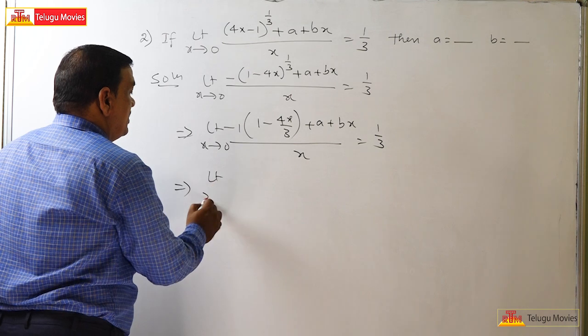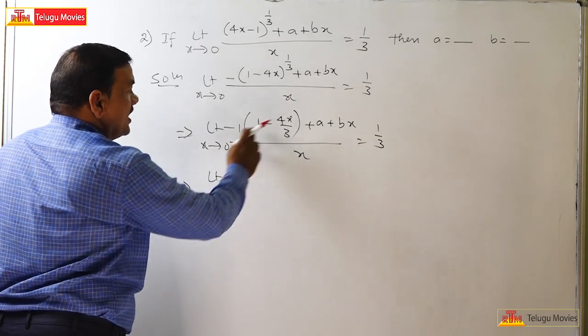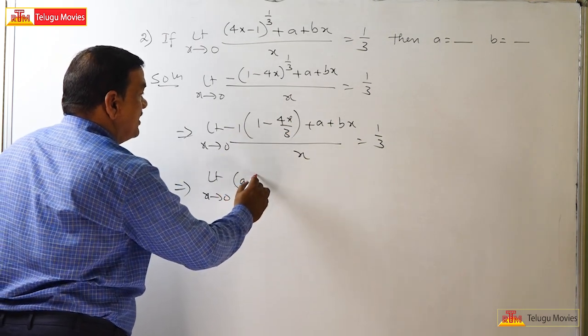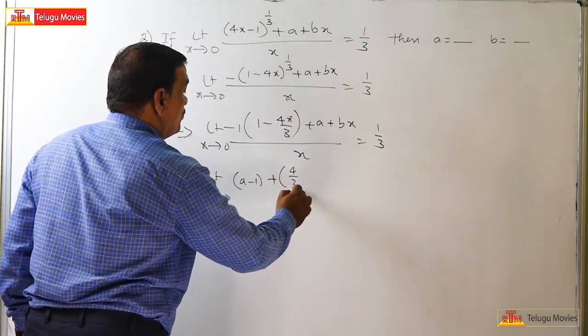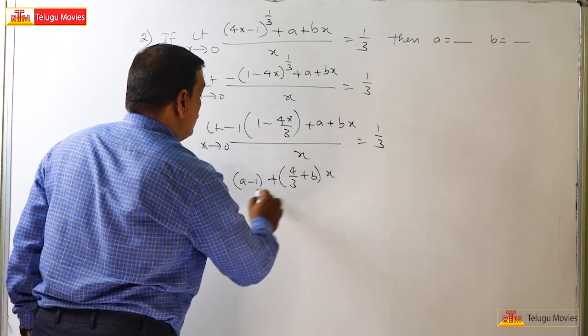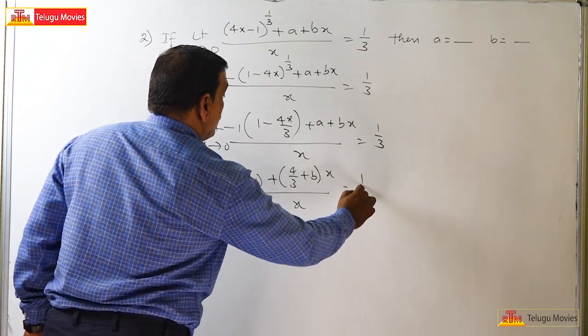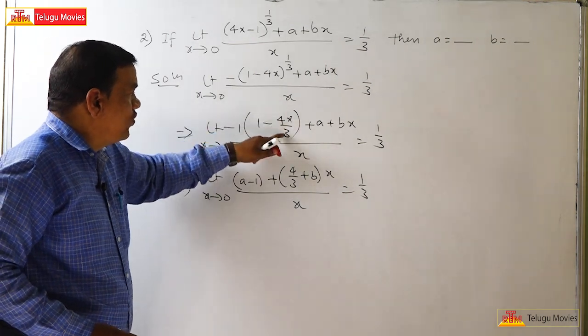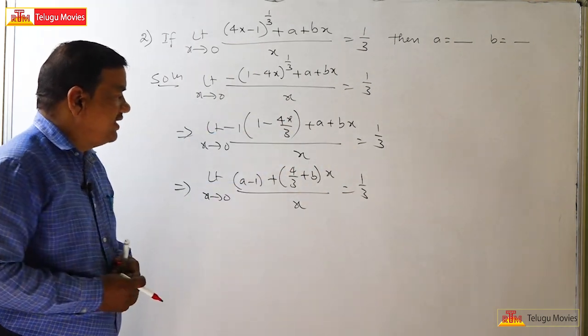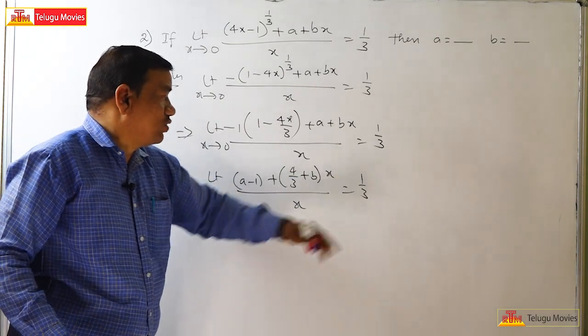So this is the limit x tends to 0. Here a is -1. Minus into minus is plus, so this is equal to 4 by 3 plus b times x by x is equal to 1 by 3. Now minus into minus plus 4 by 3, here b is there, 4 by 3 plus b times x divided by x is equal to 1 by 3.